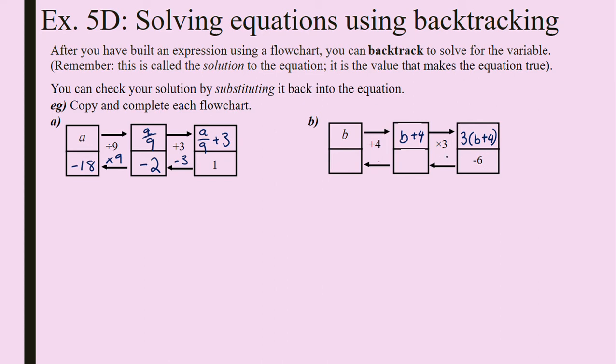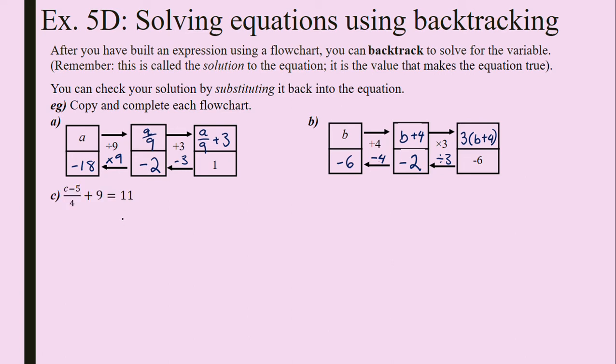So to backtrack, the opposite of multiply by 3 is to divide by 3. Negative 6 divided by 3, a negative divided by a positive is a negative, and 6 divided by 3 is 2. Then the opposite of plus 4 is minus 4. So negative 2 take away 4 is negative 6. Okay, one last example now.